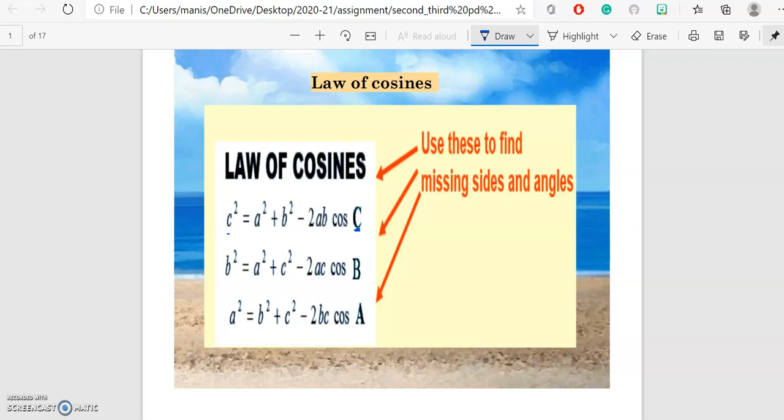The second formula is b squared is equal to a squared plus c squared minus 2ac cosine of B. And a squared is equal to b squared plus c squared minus 2bc cosine of A.